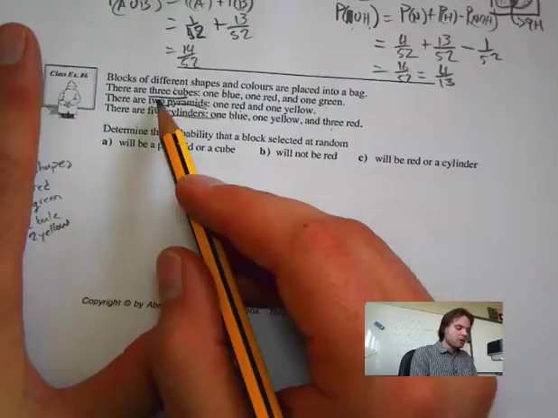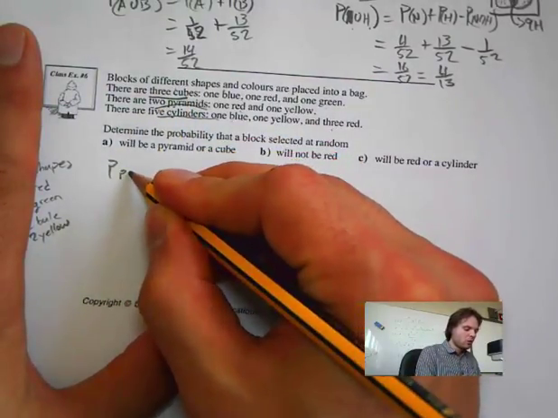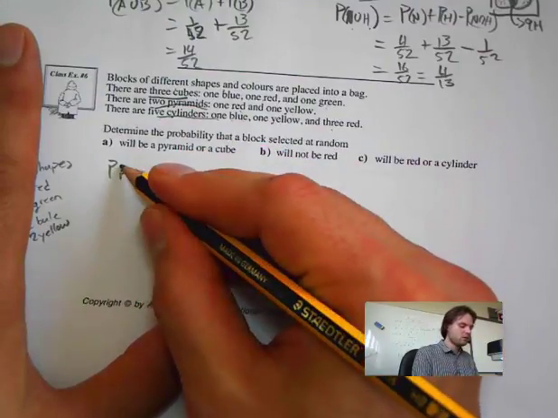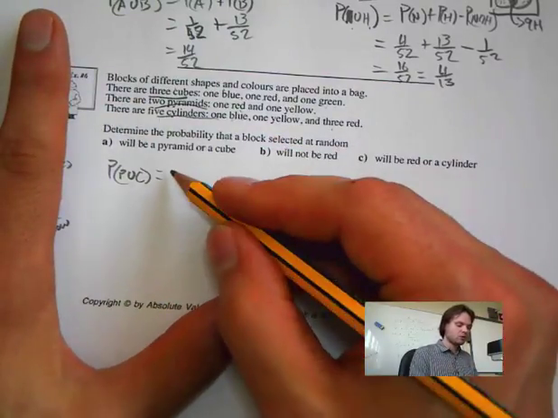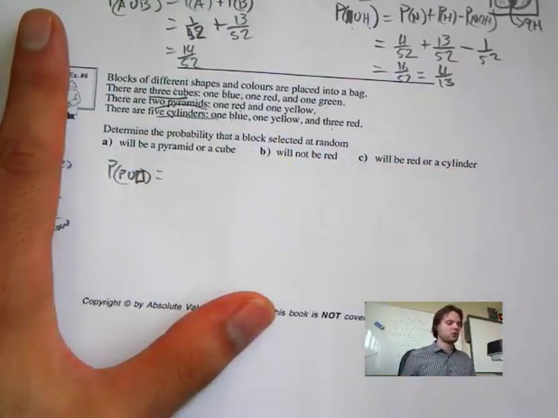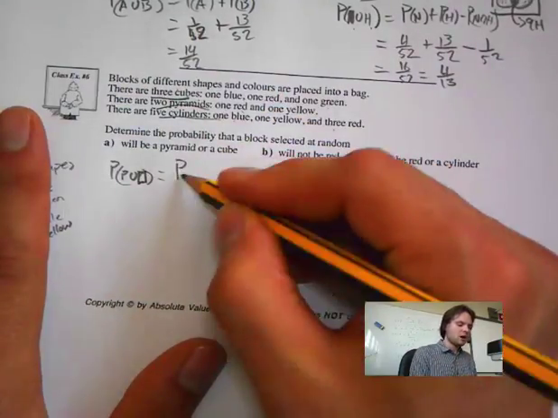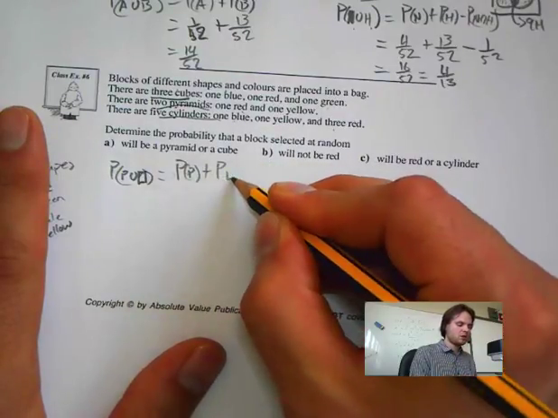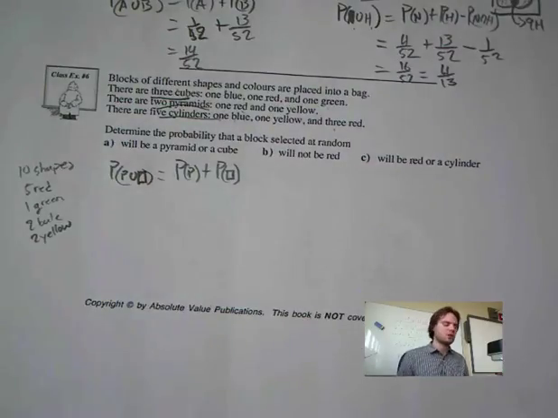Now we look at this. How many pyramids are there? Now I'm just going to write probability of pyramid or cube, where or is always the union sign. I'm just going to put a square for cube because cylinder starts with the C as well. That is equal to the probability of a pyramid plus the probability of a cube. And we don't have to subtract anything because they're mutually exclusive. There are no pyramids that are cubes because we're not looking at colors.